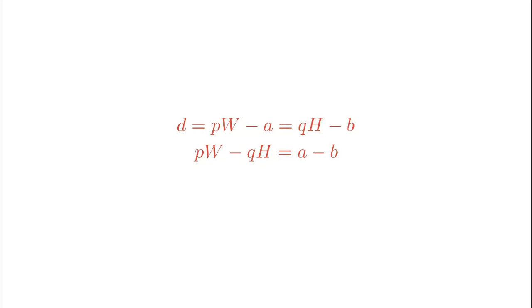Anyway, like the previous case, this time we might not always get a solution. In fact, in order for this to have a solution, the GCD of capital W and capital H must divide A minus B. And indeed, that is our condition. In order to reach a corner, A minus B must be divisible by the GCD of capital W and capital H.